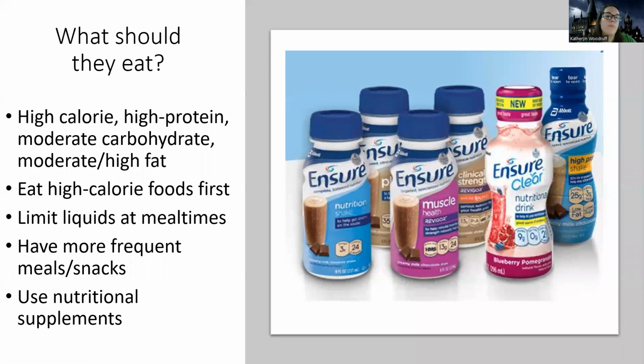So what should they eat? They should be eating high calorie. And this is like the only one where you're allowed to do high calorie and stuff like that. It's not the way you want to go, but if you really want to eat a high calorie diet, smoke a bunch of cigarettes, get COPD, and it is for free. So high calorie, high protein, moderate carbs, moderate or high fat. That's a dream diet for some people.